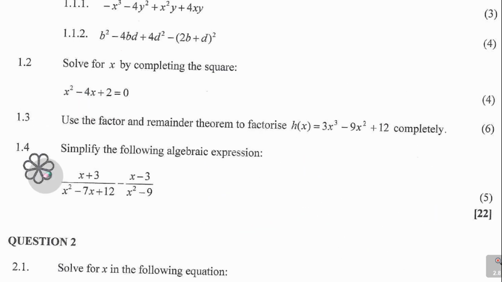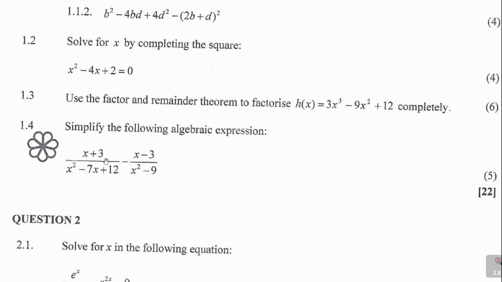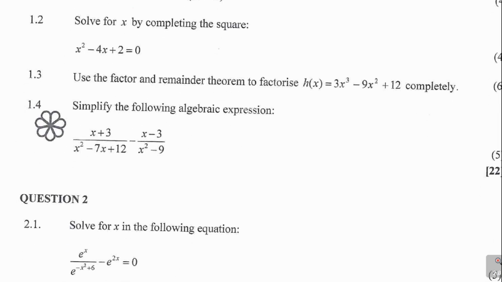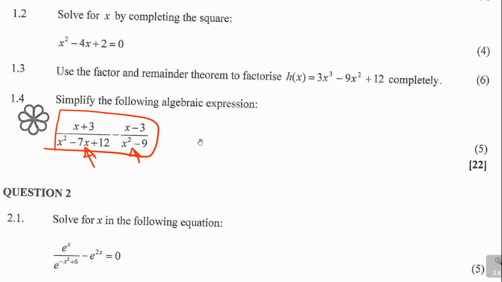Alright, and then moving on, the other one was: simplify the following algebraic expression. Guys, this was again factorization. You needed to factorize. This is difference of two squares there. You factorize, and after factorization you do its normal fraction. This is normal algebra there. Because of my time, I need to move on.